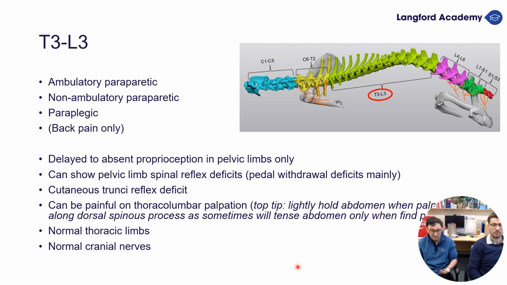And they can be painful on thoracolumbar palpation. The top tip there is just to gently hold the abdomen when you're palpating the spine, because sometimes you might not get an obvious vocalization, but you can feel them tensing up their abdomen. And in these cases, they should have normal thoracic limbs and normal cranial nerves.